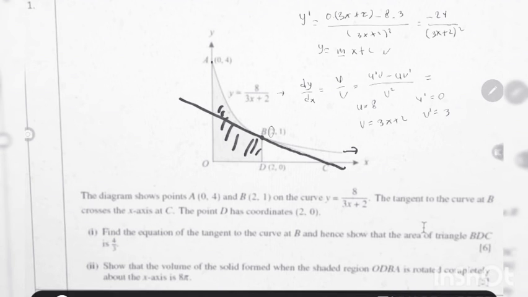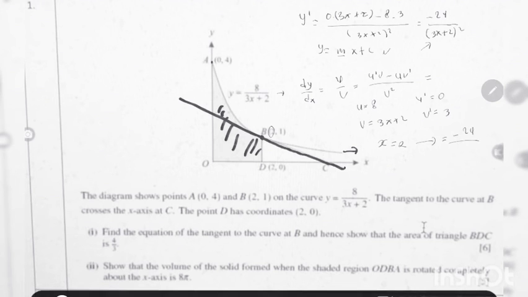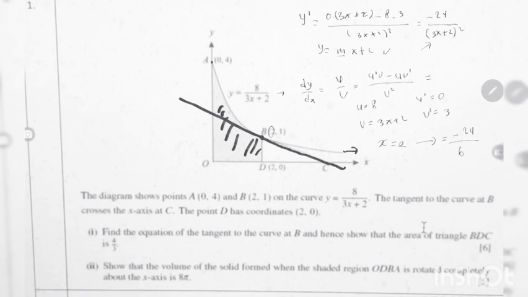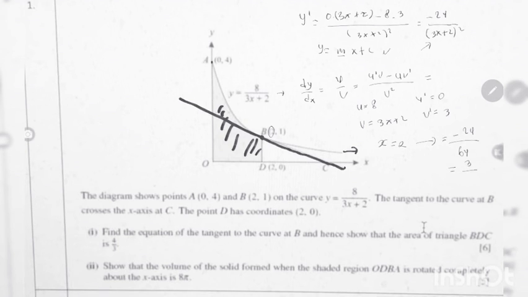And then to find the gradient, you substitute the value of x in this dy dx, right? So when x equals 2, our gradient is negative 24 over (3 times 2 is 6, 6 plus 2 is 8) 8 squared, which is 64. Then dividing everything by 8, you have negative 3 over 8.